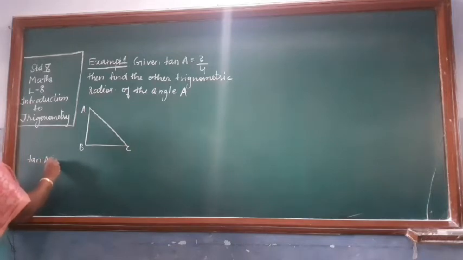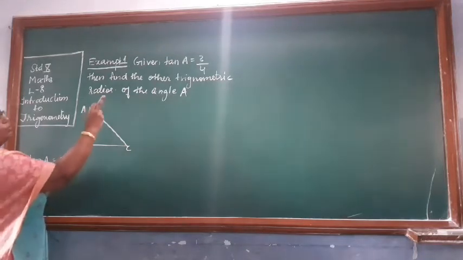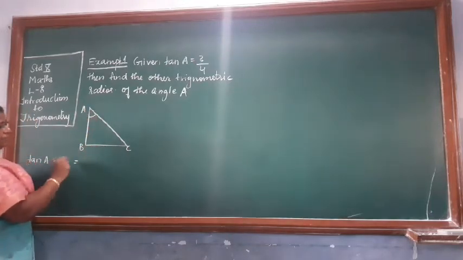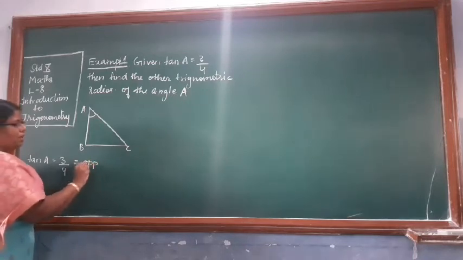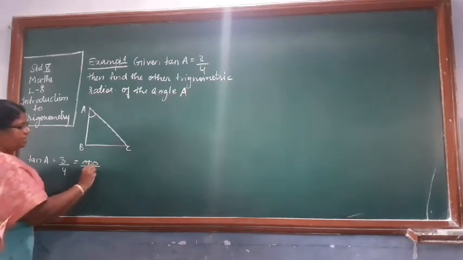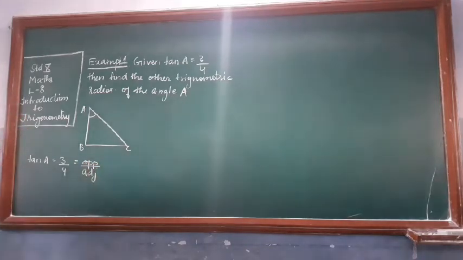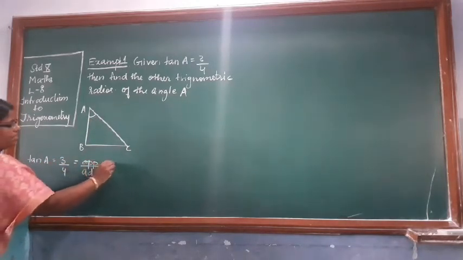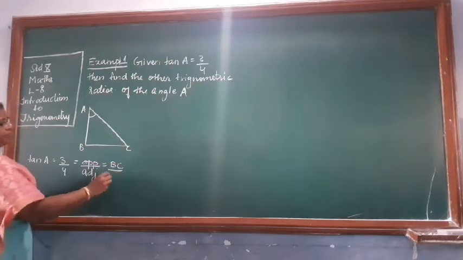Tan A is equal to 3 by 4. But you know that tan A is equal to what? Tan A with respect to angle A will be opposite upon adjacent. Opposite side upon adjacent side, that is BC by AB.